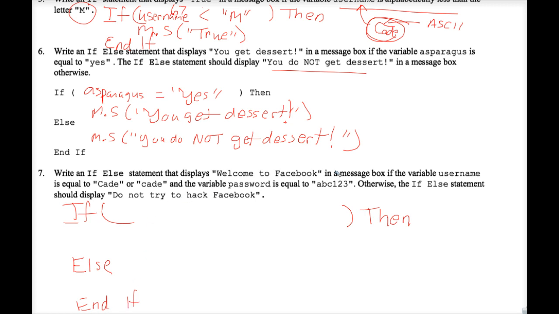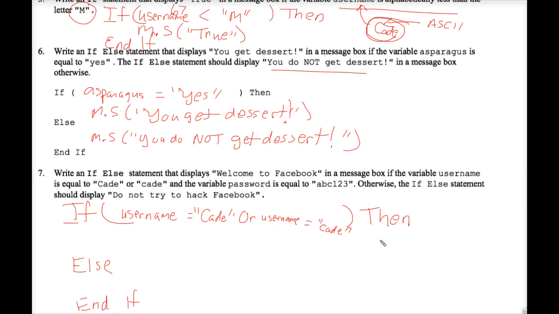Okay, so what do we put in here? If username is equal to Cade. So if username equals Cade. But you can't just write or Cade lowercase. Sorry, you can't do that. You have to write the word or, of course, but you have to repeat the word username. The variable name username must be repeated a second time, and the word Cade must be typed with a lowercase c to make this work the way it's intended to work.